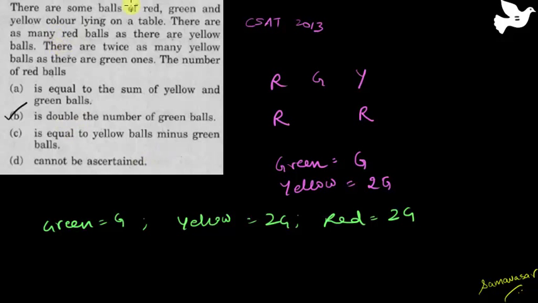Now in this case, in fact, you did not even need to do all this. If you just see that there are as many red balls as yellow balls, and yellow balls are twice as many as green ones, then obviously the red are also twice the number of green balls, which makes B the right answer. You don't even have to write anything extra. This is an oral question.